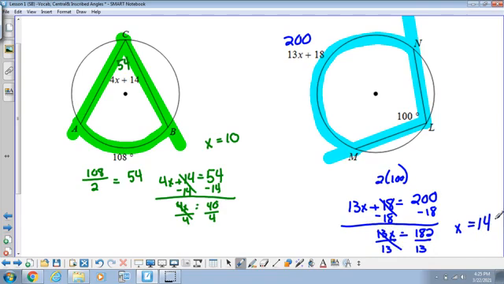And that is what you need to know about central angles and inscribed angles. Central angle has a vertex at the center of the circle, and it's equal to its intercepted arc. An inscribed angle has a vertex that is on the circle, and the inscribed angle is half of the intercepted arc. That's what you need to know.